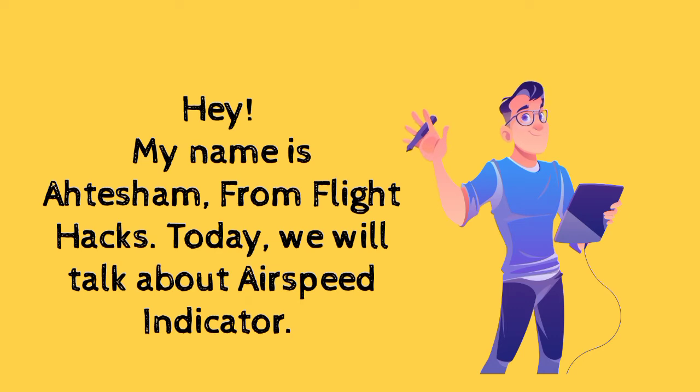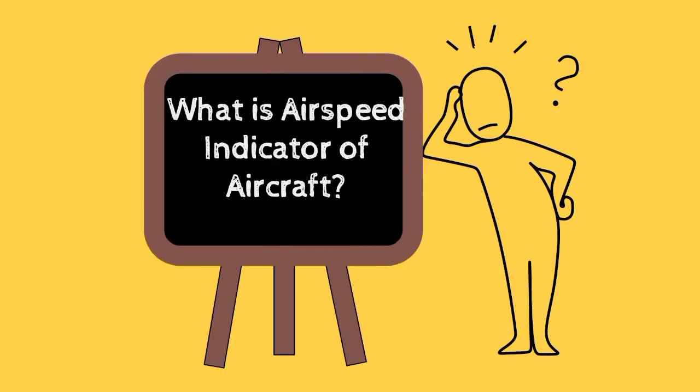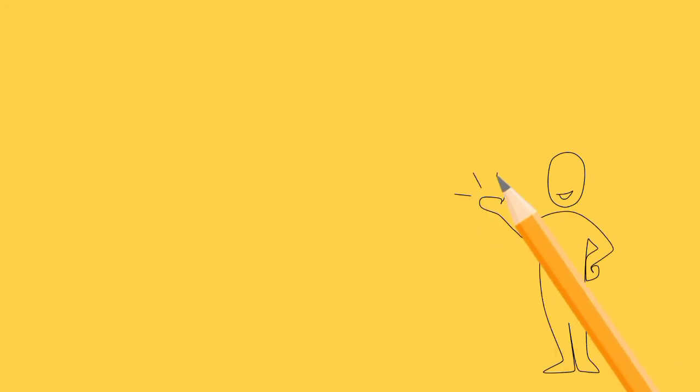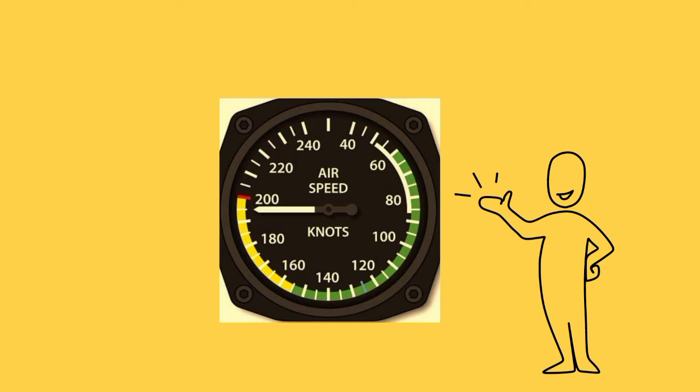Today we will talk about the Airspeed Indicator. What is the Airspeed Indicator of an aircraft? The Airspeed Indicator is an instrument that displays the measured speed at which an aircraft is moving through the air. This indicator is one of three cockpit instruments that are part of the pitot static system.